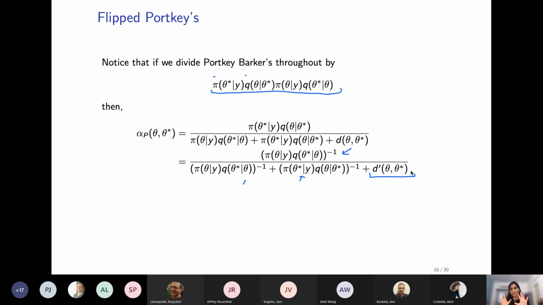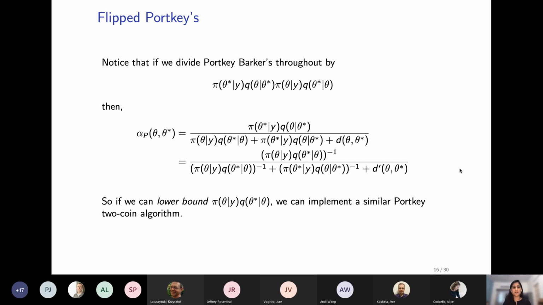But for the Bernoulli factory, this still takes a very similar form of a divided by a plus b plus c, which is the form that we want for the Bernoulli factory. So it takes the same form. I'm not going to tell you the exact flipped Portkey 2-coin algorithm here, but if we can lower bound pi q, that means we now have an upper bound for pi inverse and q inverse. We can implement a similar Portkey 2-coin algorithm for this flipped Portkey. And this flipped one is what's going to be useful in the example that I'm going to show you.